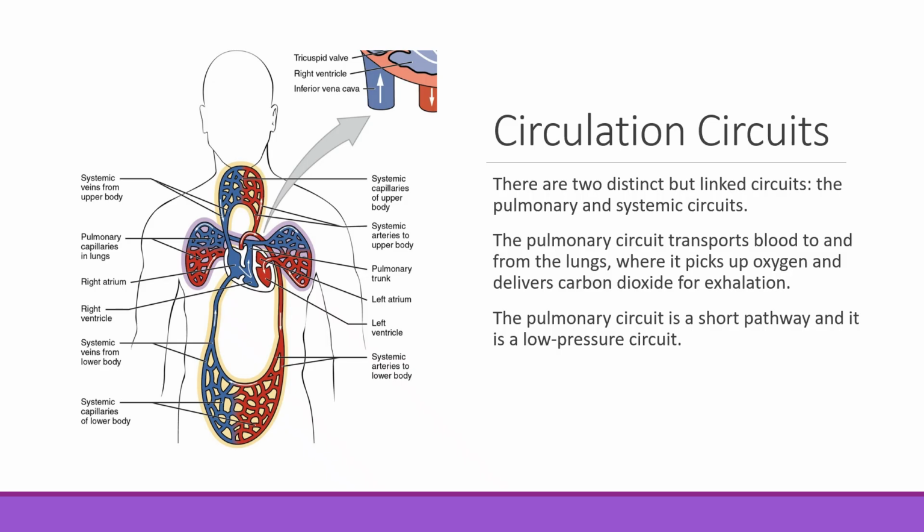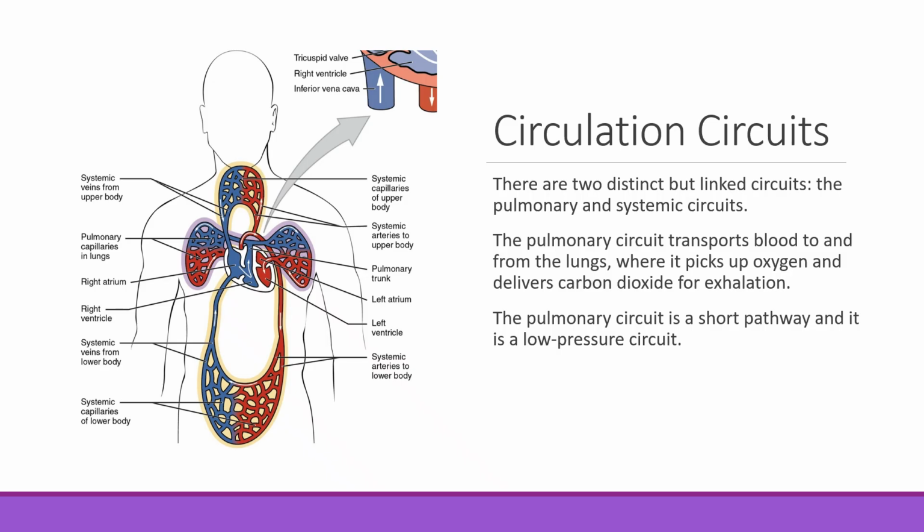So a little bit about circulation circuits. There are two distinct but linked circuits. So they are separate, but they are tied together at the same time. They are the pulmonary and the systemic circuits. The pulmonary circuit is going to transport blood to and from the lungs, hence the name pulmonary, where it picks up oxygen and delivers carbon dioxide for exhalation. The pulmonary circuit is a short pathway. It's not very far to go from your heart out to your lungs, and it is under low pressure. We don't want that blood to be under high pressure when it goes out to the lungs because it could do a lot of damage to the delicate lung tissue.